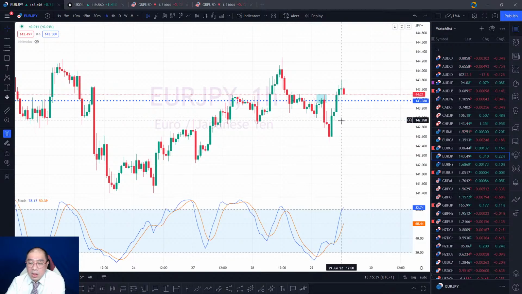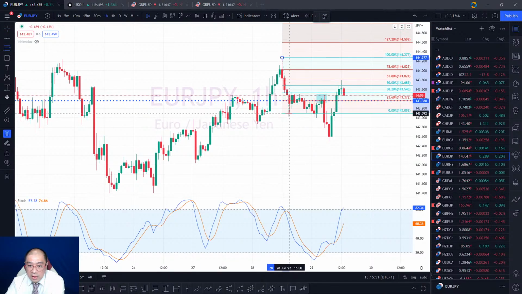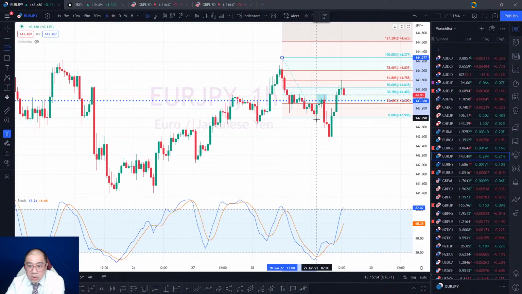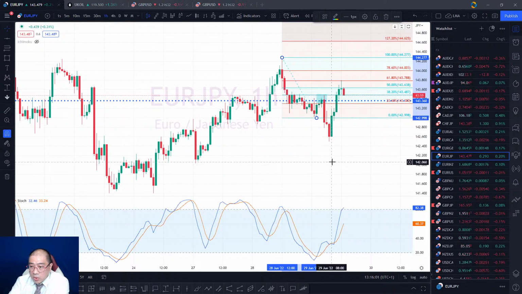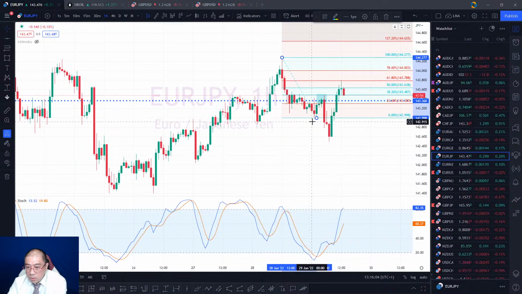Why are we basing along here using FIBs? Because the stochastic turns up, but I don't think we have a 23.6 break on that one. We do. Okay. Stop loss is 142.80. Okay. 11 hours ago is actually here. Stochastic turns up. Euro yen.